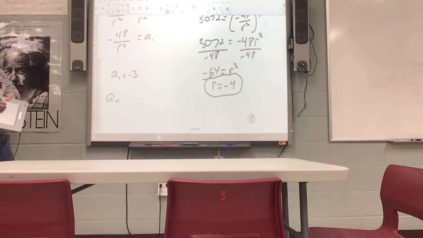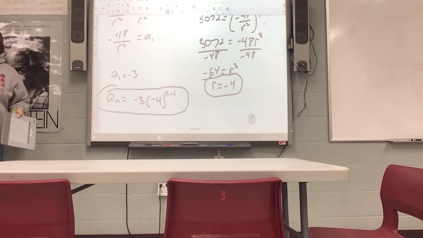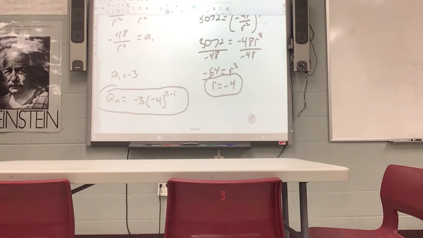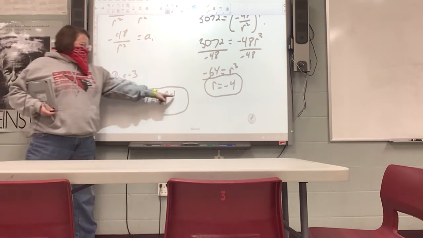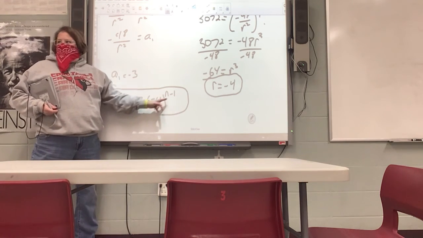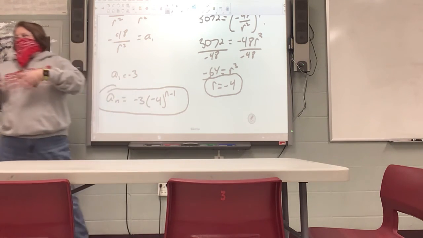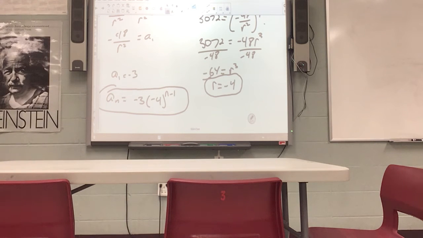So finally now, A base N equals A1, which is negative 3, times R, which is negative 4, to the N minus 1 power. I always put parentheses up. Why can't we just say A base N equals 12 to the N minus 1 power? Because isn't that what negative 3 minus negative 4 is? Good. This exponent is only on that, so we gotta. You can't multiply because then it would double dip that exponent. Good, Christian.